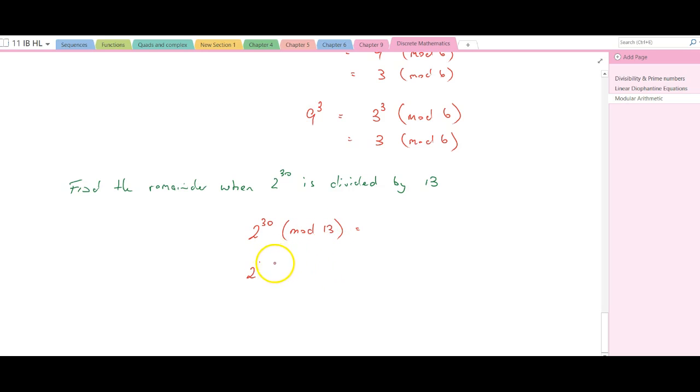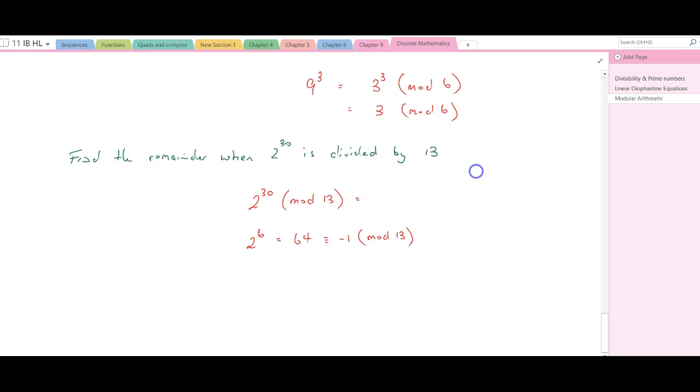But then if we keep going, 32 is a remainder of 6, and then 64, well, 64 is a remainder of minus 1. Now, so maybe we'll use 2 to the power of 6, which is equal to 64, right, which is equivalent to minus 1 in modulo 13.